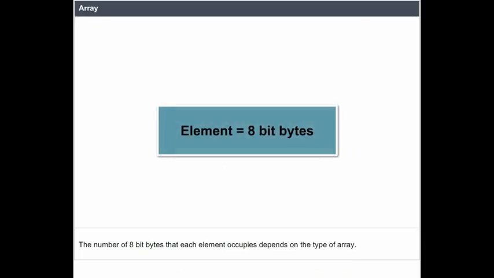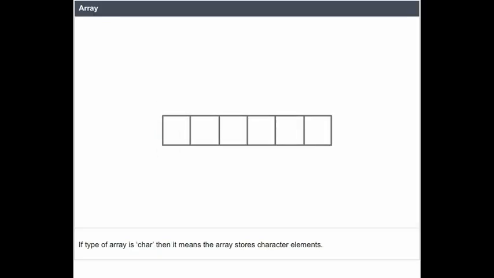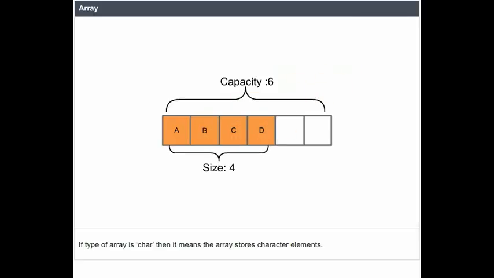The number of 8-bit bytes that each element occupies depends on the type of array. If type of array is char, then it means the array stores character elements. Since each character occupies 1 byte, so elements of a character array occupy 1 byte each.